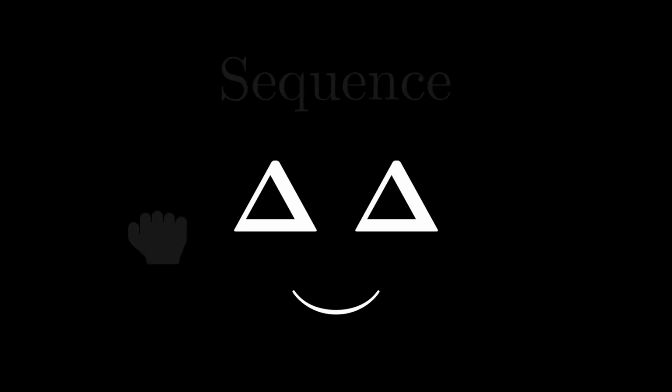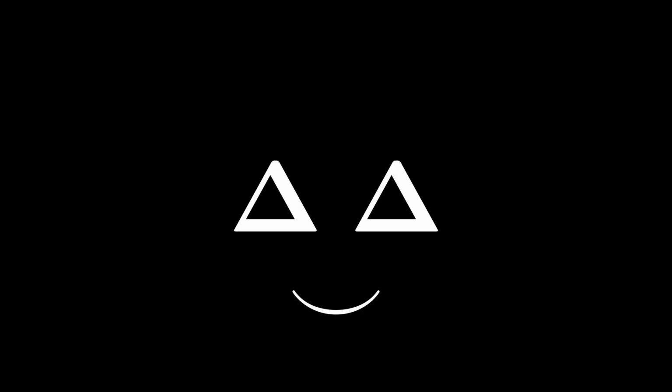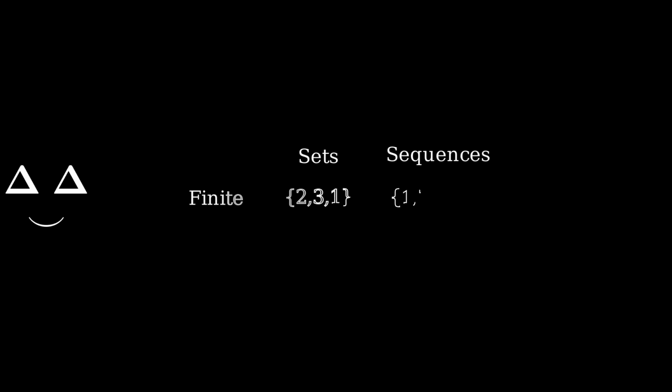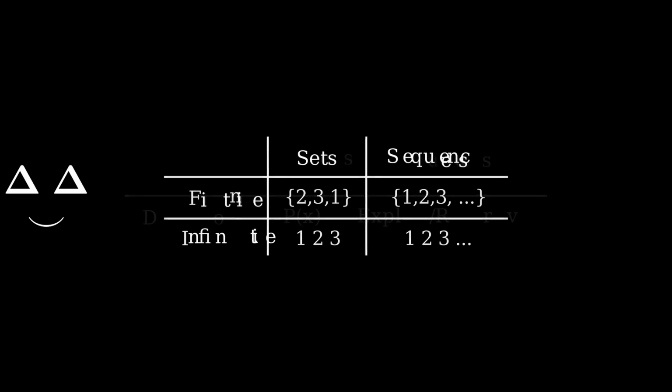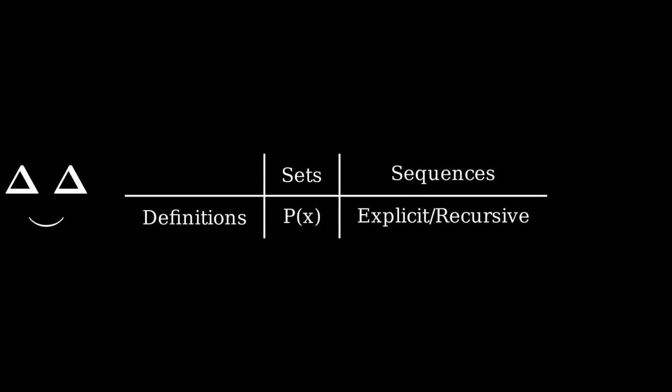Before diving into the unique abilities of sequences, let's talk about how they're similar to sets. First off, both sequences and sets can either be finite or infinite. Secondly, we can define both sets and sequences directly. So, set {2, 3, 1}, or sequence (1, 2, 3). More interestingly, both sets and sequences can be defined by rules. Sets can be defined by the predicate P(x), meanwhile sequences can be defined either explicitly or recursively.